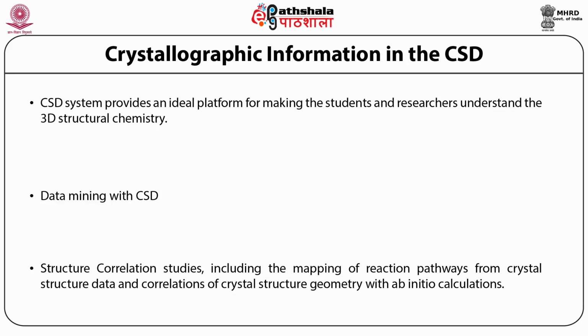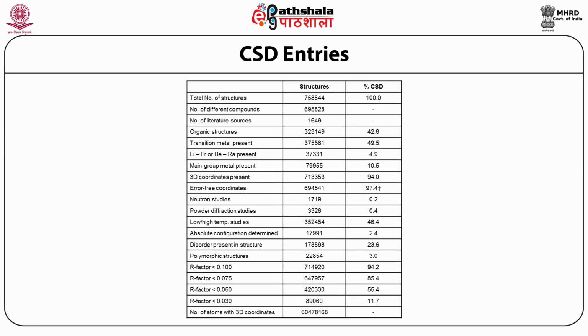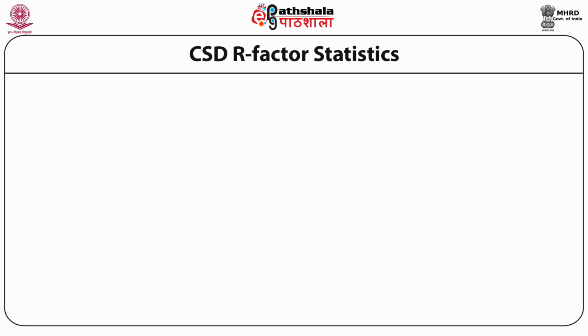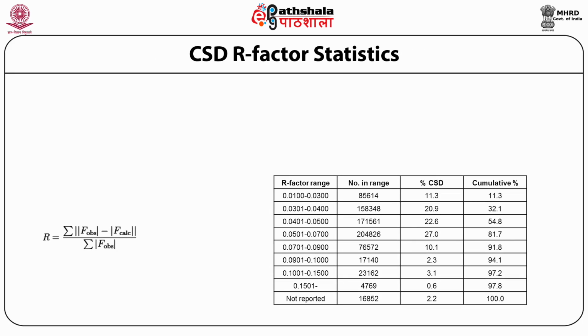One can also generate a table showing the number of entries in the CSD, the different number of compounds that have been deposited, how many organic structures and organometallic structures are deposited, and how many structures are deposited with R factor less than 0.05, like we saw in the previous slide. One can also analyze the statistics like how many structures have been deposited in a particular system or in a particular space group. CSD R factor statistics can also be done.